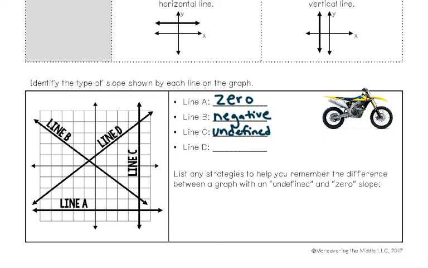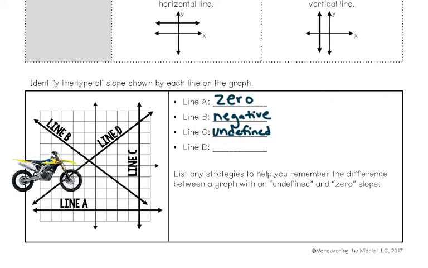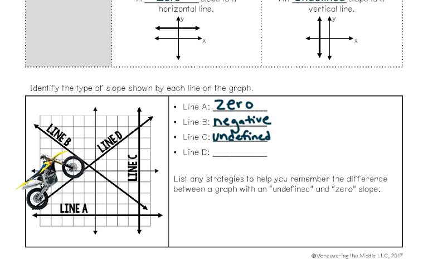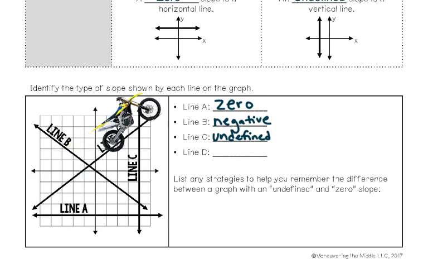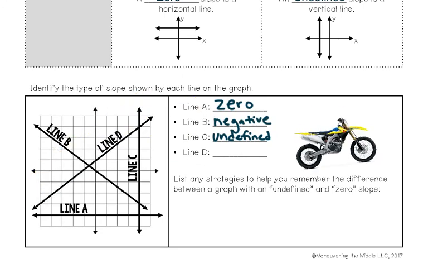Line D is right here, and if we put our dirt bike on it, you can see when we move left to right that it would be traveling up. It's increasing, which means it has a positive slope.